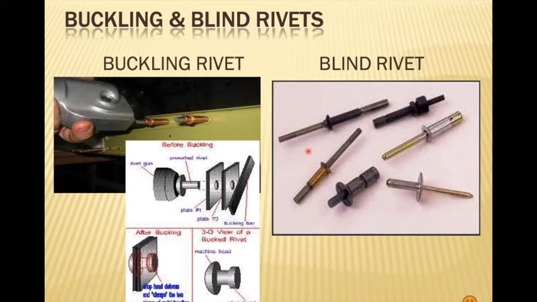Then we have buckling and blind rivets. This is where we have the connections. So we have buckling, and also we have rivets. So I think that will be all for the steel material.